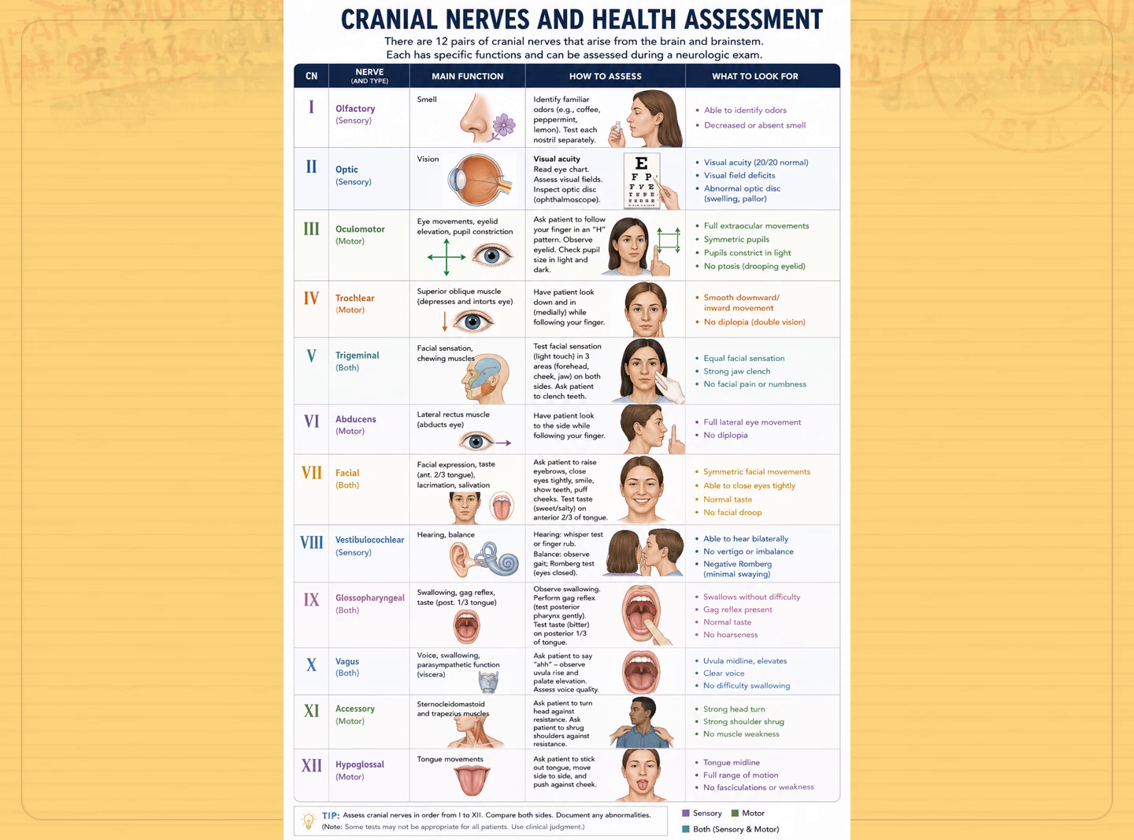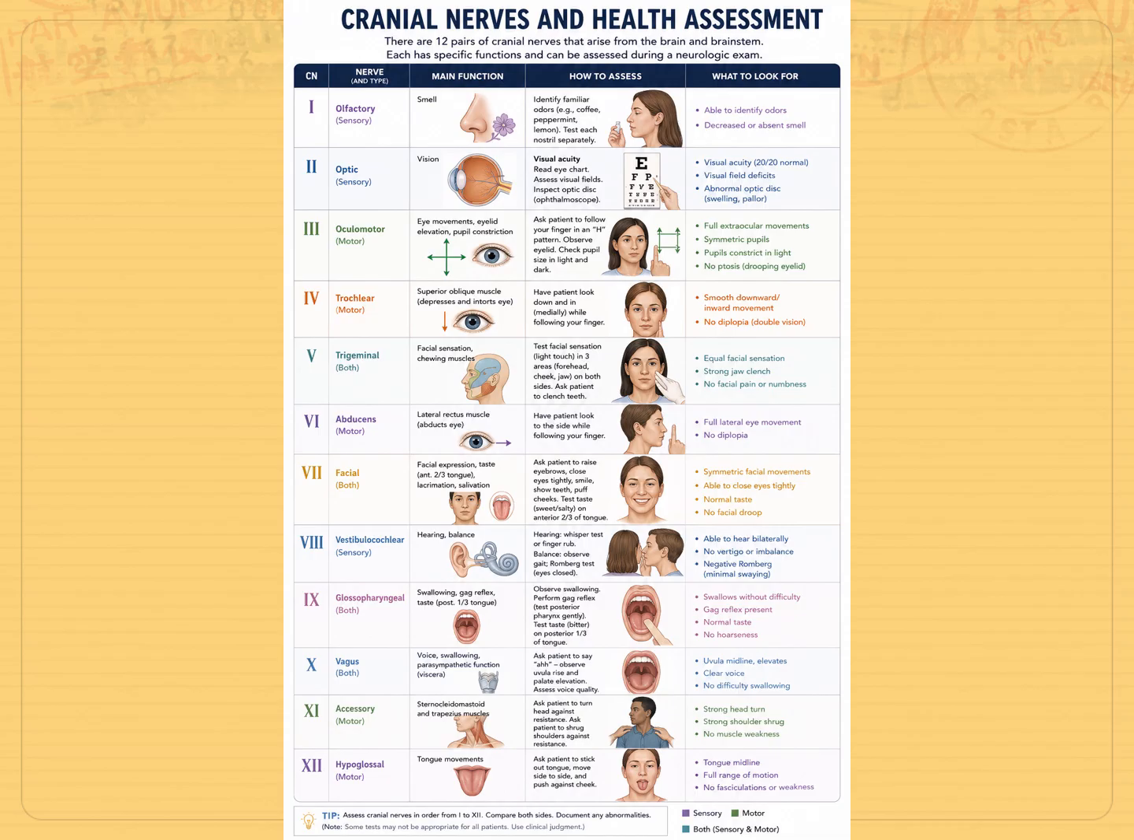Cranial nerve 10, this is the vagus nerve, both sensory and motor function, so it controls swallowing, voice, palate elevation, and parasympathetic functions of thoracic and abdominal organs. So we're assessing this by asking the patients to say ah, and we're observing that the soft palate rises equally. The uvula remains midline. We're listening to voice quality and observing swallowing. So normal findings would be that the uvula is midline, we have a symmetric palate elevation, and a clear voice.